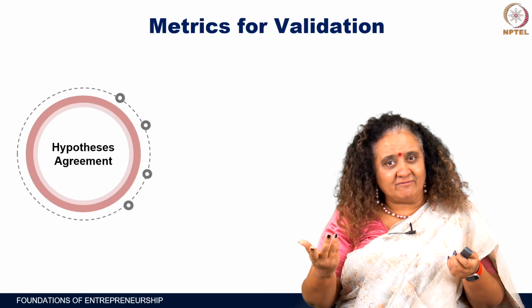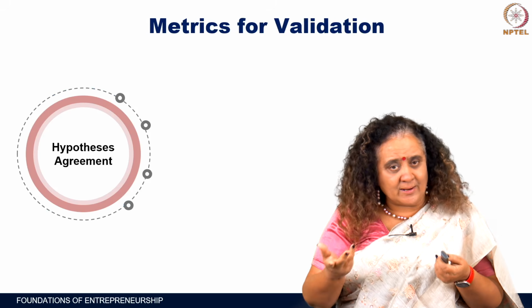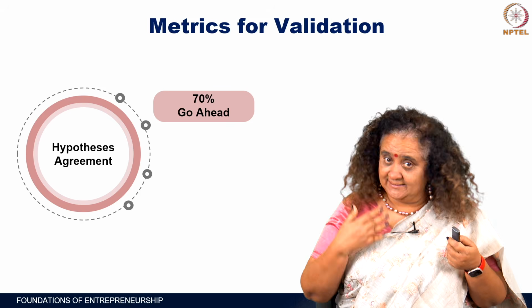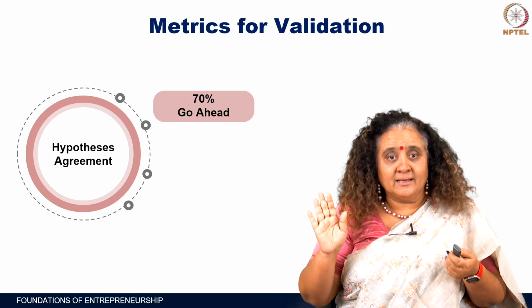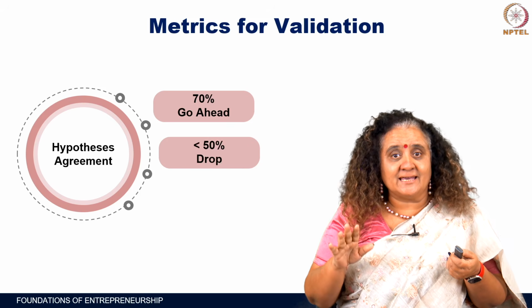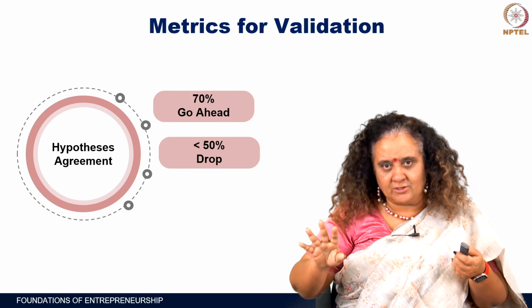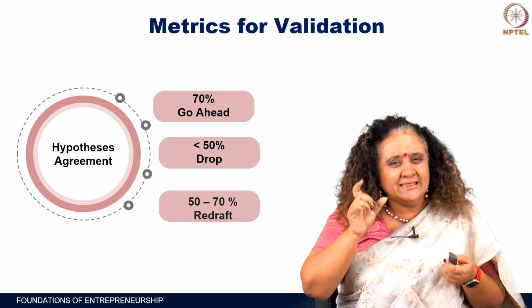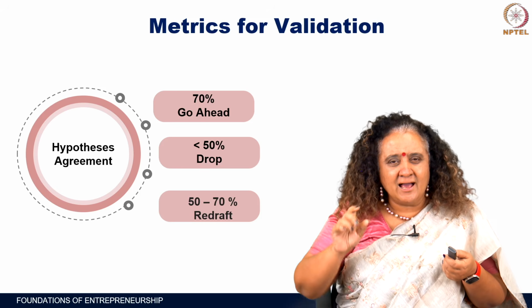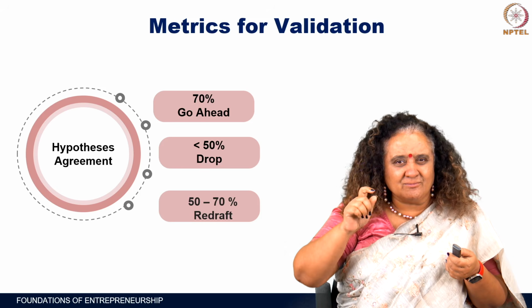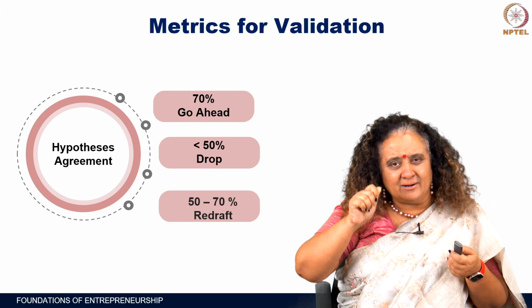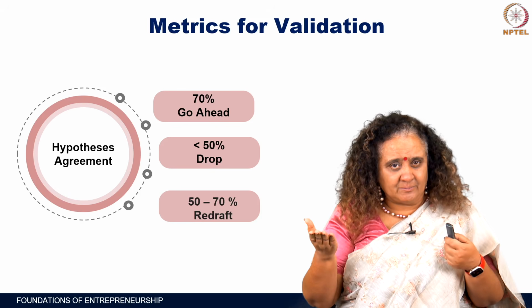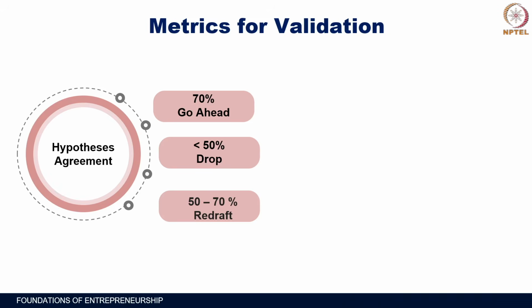And what are the metrics for validation? I have already said them to you and I will just show them to you on a slide now. If 70% say yes, it is a go ahead, it is a tick. If less than 50% say yes, then drop it, immediately drop it. And for me the third, which is between 50 and 70, there is some merit in that assumption. How can we tweak that assumption? How can we build a little bit of understanding into that assumption so that it goes to become the 70%. So, these are the metrics for validation.